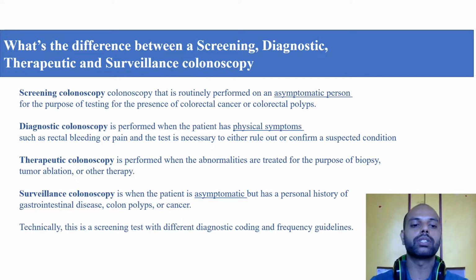Therapeutic colonoscopy is performed when the abnormalities are treated for the purpose of biopsy, tumor ablation, or other therapy. Surveillance colonoscopy is when the patient is asymptomatic but has a personal history of gastrointestinal disease, colon polyps, or cancer. Technically, this is a screening test with different diagnostic coding and frequency guidelines.